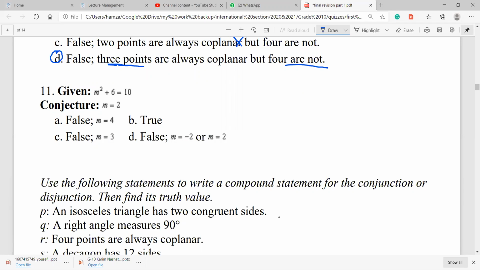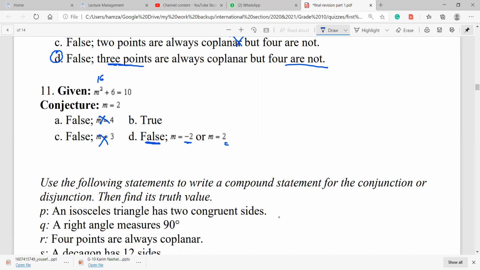It tells you m equals 4. No, because if you put 4 here, it will be 16, and 16 plus 6 does not equal 10. So m equals 4 is wrong. M equals 3 also: if you put 3 here, 9 plus 6 will not work. This is wrong. But if you check m equals negative 2 and m equals 2, it will be true. This is the right answer.